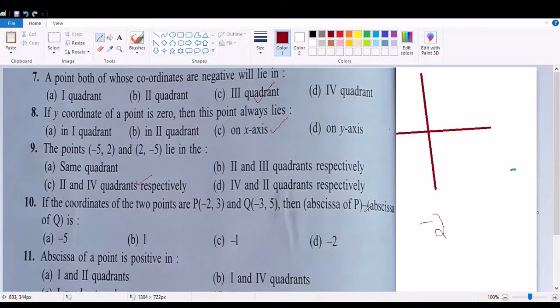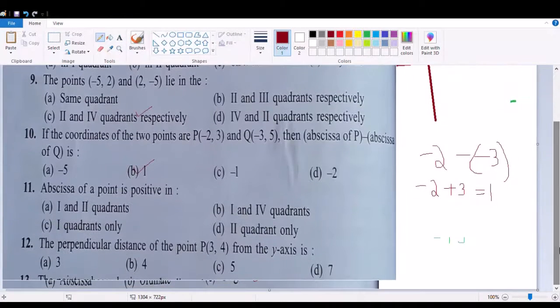Then here sign is minus. So you have to put the minus here. The abscissa of Q. Abscissa of Q means what? X coordinate of Q, that is minus 3. So this minus 3 you have to put in the bracket. Why? Because it is a negative number. So you can write minus 2, minus into minus becomes positive, so positive 3 will be equal to what? Minus 2 plus 3, that will be equal to what is our answer? 1. Sign is positive. So answer is B. Then we will move to the next question.